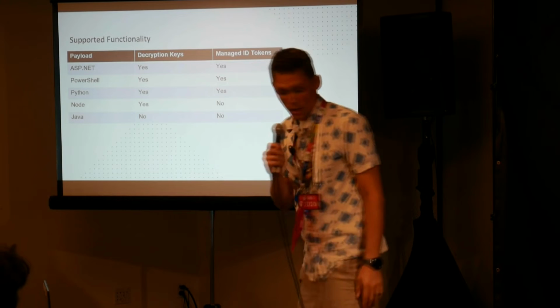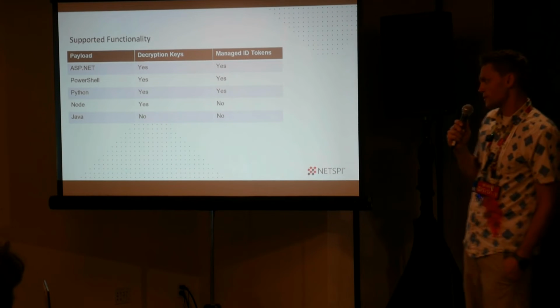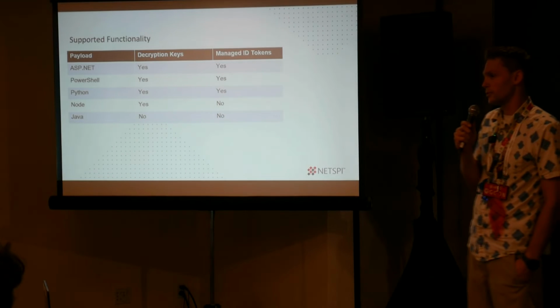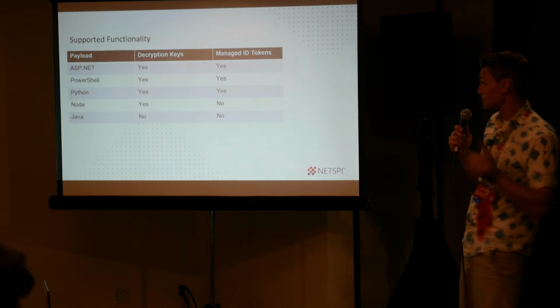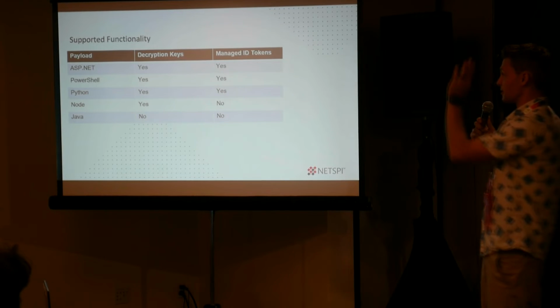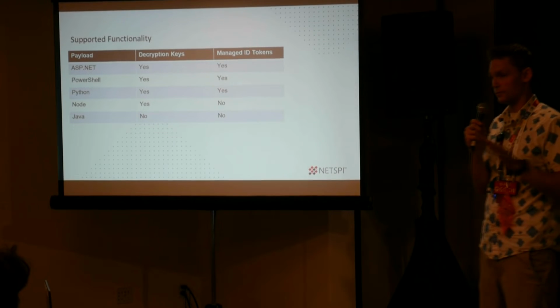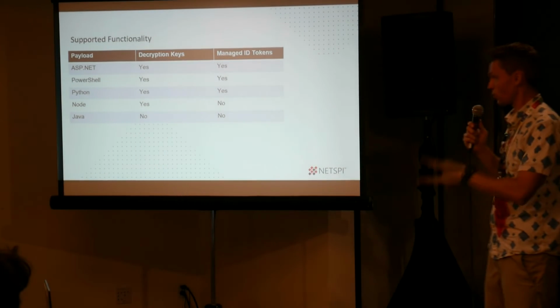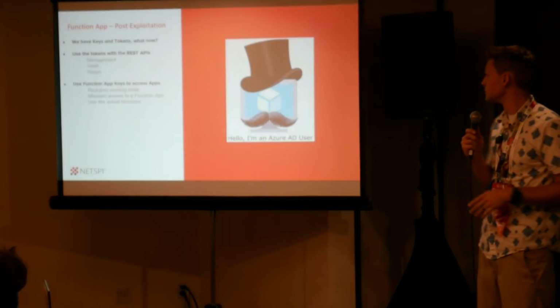There we go. So these are the languages that we currently support right now. Java doesn't get much love from us because we don't do a lot of Java stuff. So if anybody wants to do a pull request and help us out, that'd be cool. But everything except for Node, we're able to return the managed identity tokens. Node's a little fussy with making those managed identity calls. So that's what we currently support for functionality.